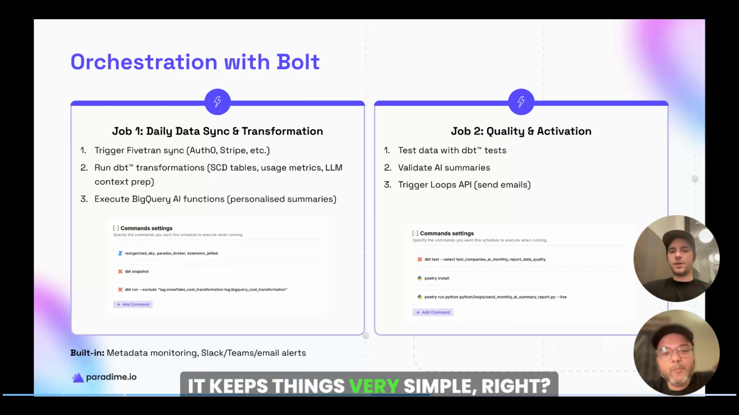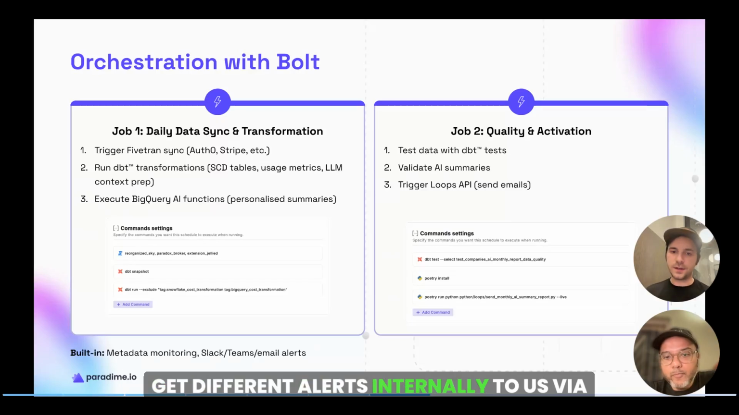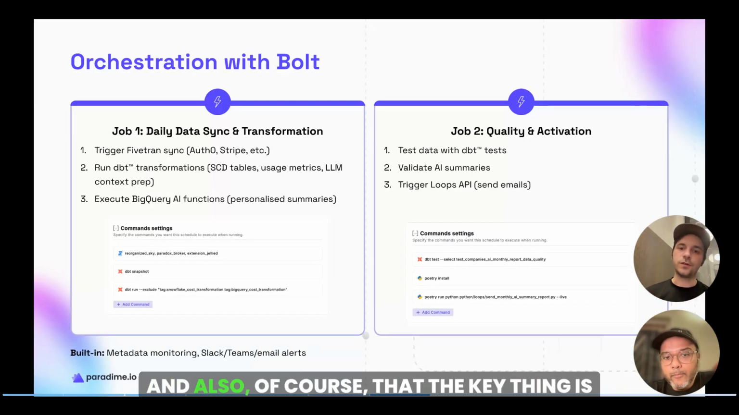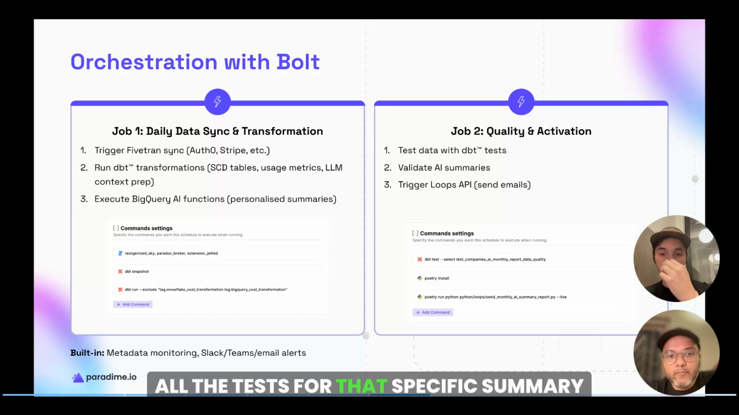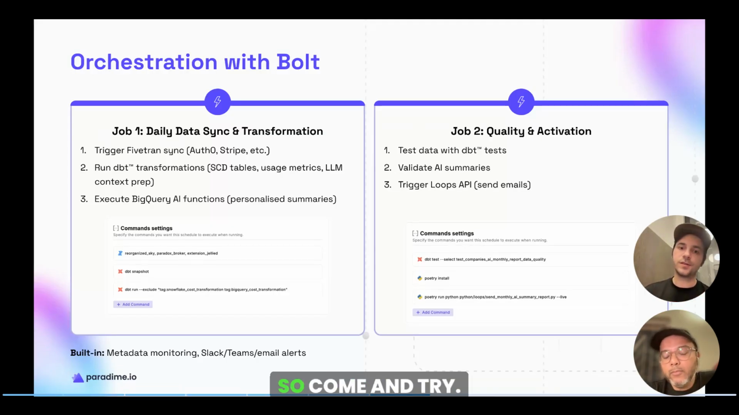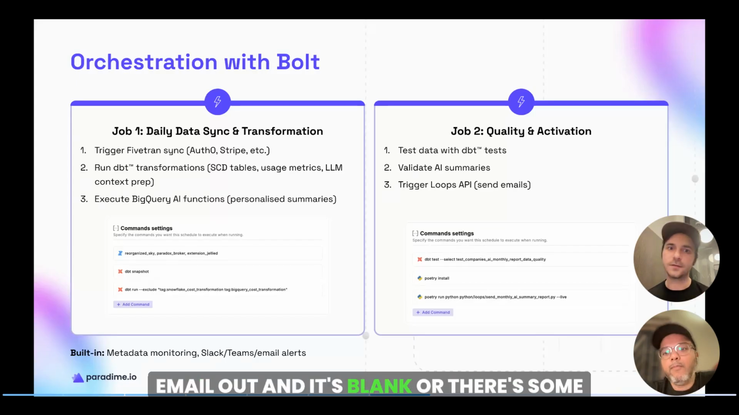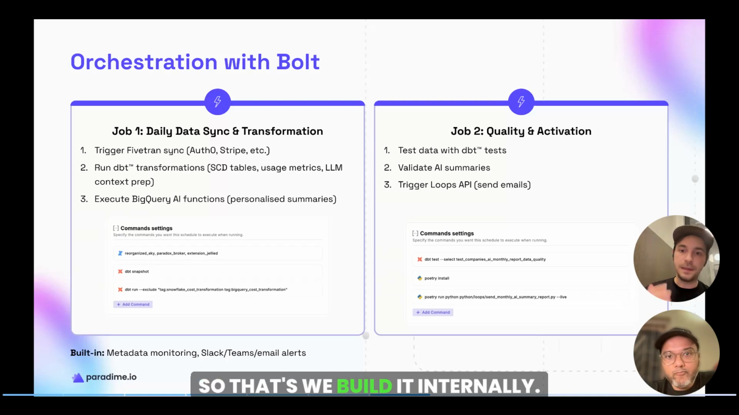Okay. And it keeps things very simple, right? In the sense that on the back of these, we get different alerts internally via Slack. So if something goes wrong on the Fivetran side, for example, we'll get alerted. If it goes wrong on the DBT layer, we'll get alerted. And also, of course, the key thing is that the summary cannot go out unless all the tests for that specific summary have passed successfully, right? So we avoid getting into a state where we send an email out and it's blank or there are some weird numbers in there. So that's how we build it internally.